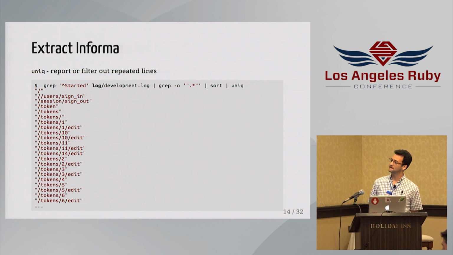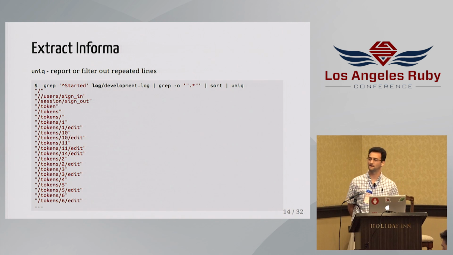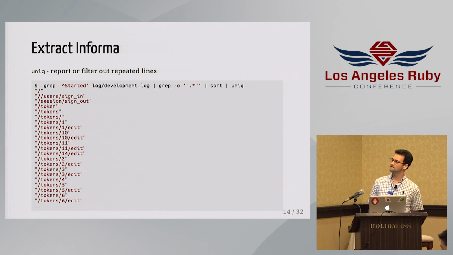And if we look at them and we want to get some statistics about them, as far as the text goes, token/1 and token/10, for example, are completely different things. But we know that they're really just IDs for Rails. And we would like to count them as the same thing, right? Because for us, it's just the same endpoint being hit.